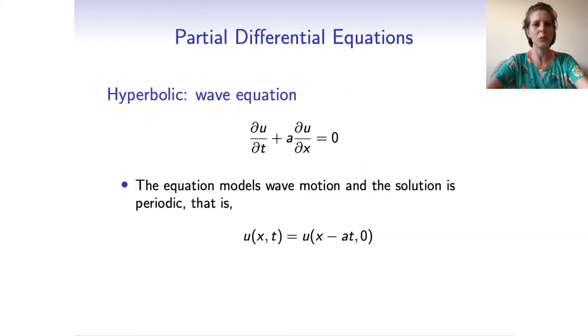And then we have hyperbolic equations, and one example of it is the wave equation. So we have del u del t equal a plus del u del x. So a in this case is velocity.